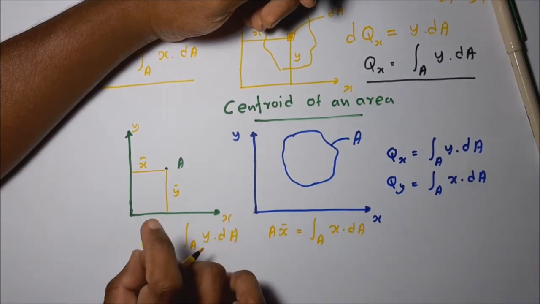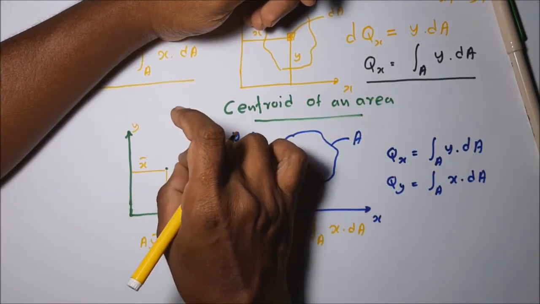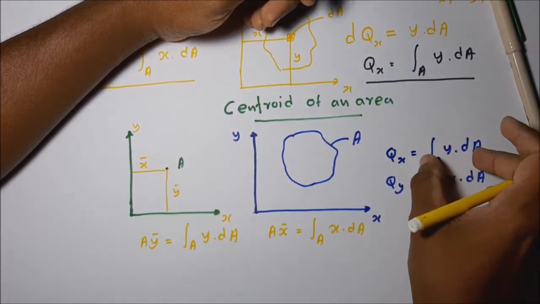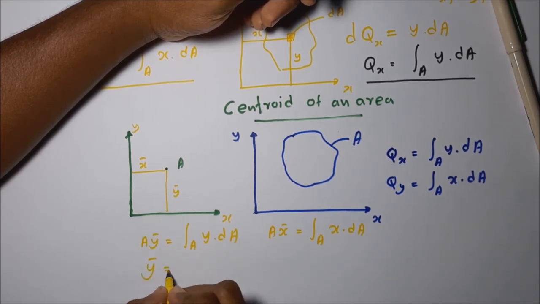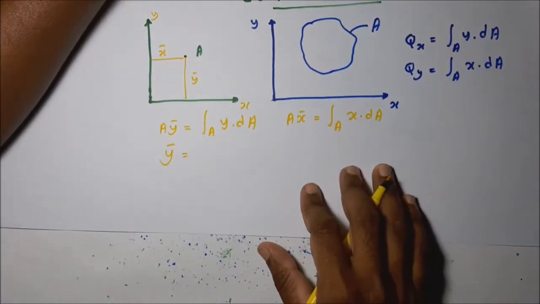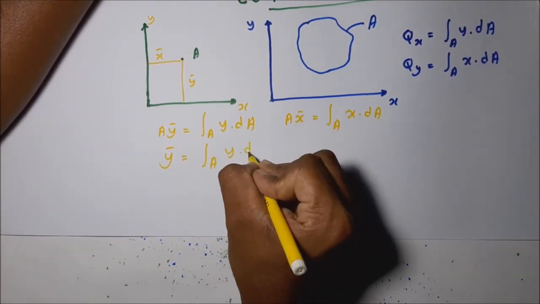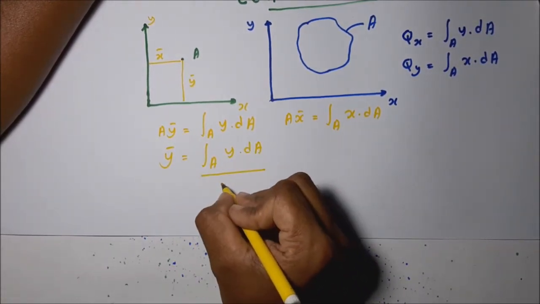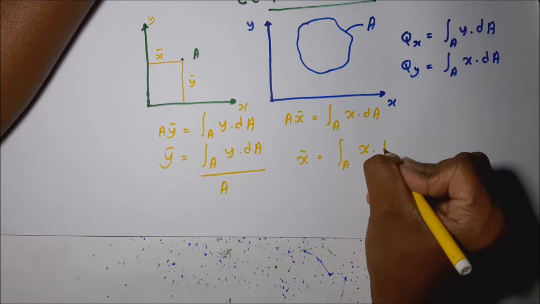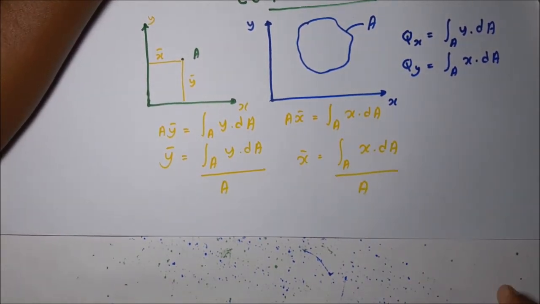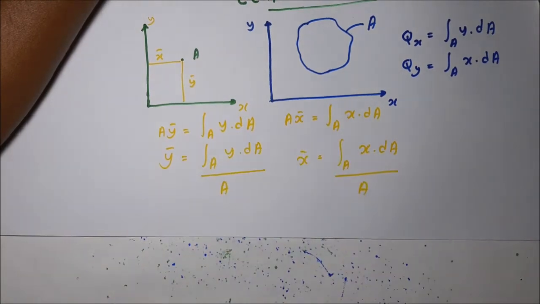Because if we place this concentrated area at the centroidal point, it should also be able to produce the same Qx and Qy. So in that way, we can make this distance the subject. y bar is equal to the integral of y dA divided by A, and x bar is equal to the integral of x dA divided by A. This way we can find y bar and x bar. That means the distances to the centroid from the axes, y bar and x bar, can be defined in this way.